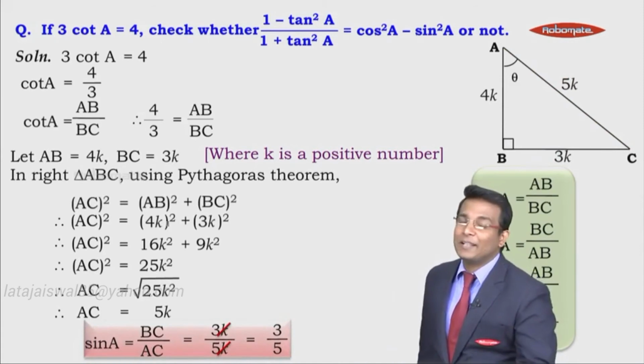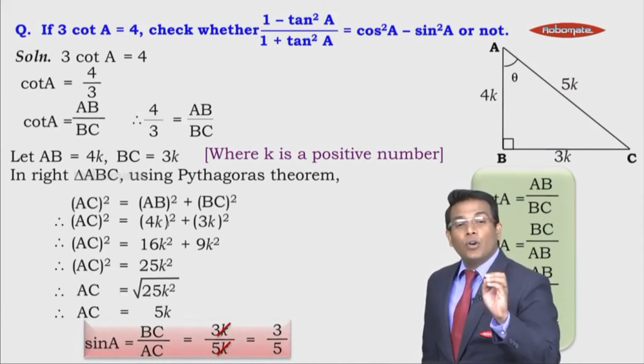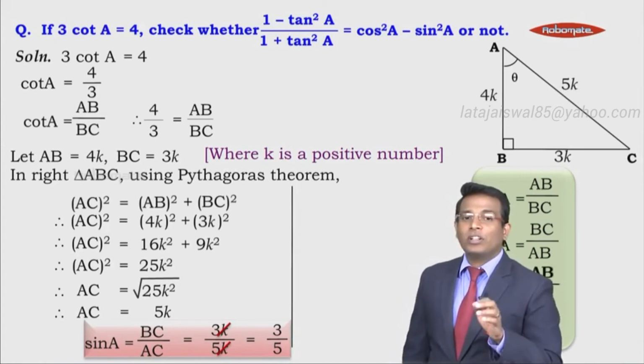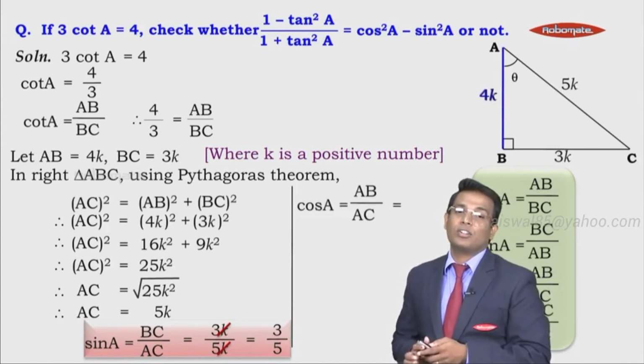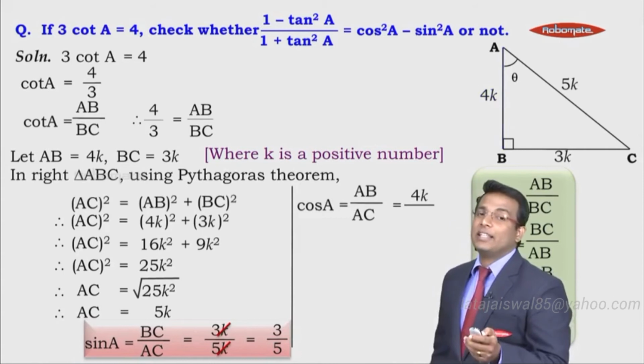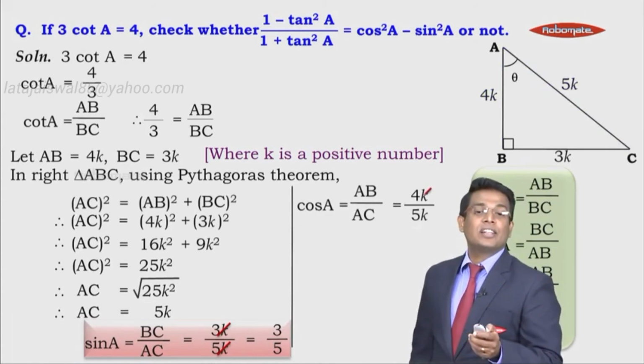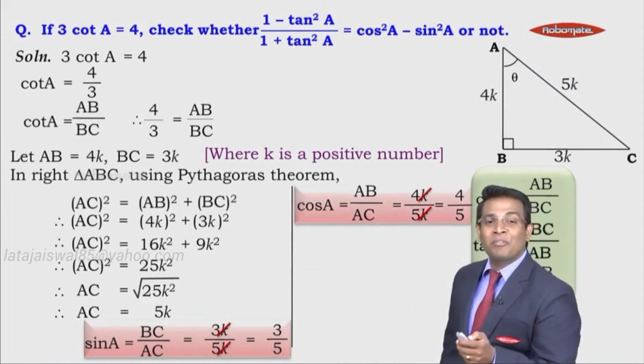We got the value of AC. Right? So now we got the value of sin A. Now we want the other values, right? So now we're going to find cos A. So cos A is AB upon AC, that is 4K upon 5K, which is nothing but K and K get cancelled. We get the value of cos A is equal to 4 upon 5.